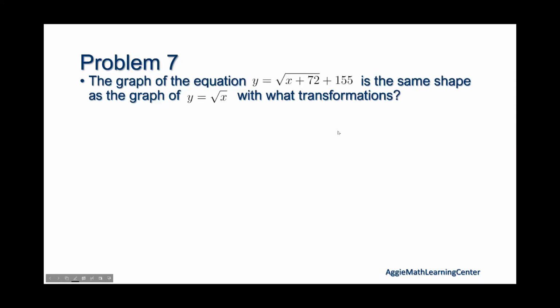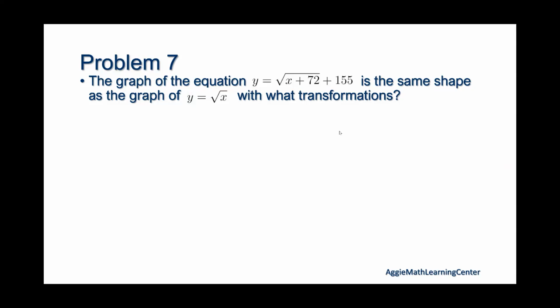Okay. So we have the graph of the equation y equals the square root of x plus 72, plus 155, is the same shape as the graph of y equals the square root of x with what transformations? So what have we changed? What shifts or reflections happened?